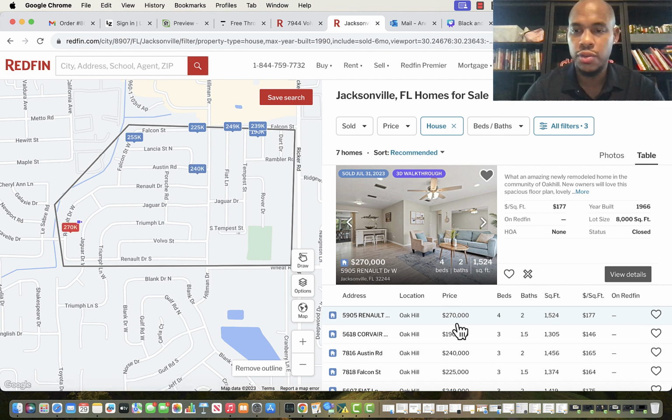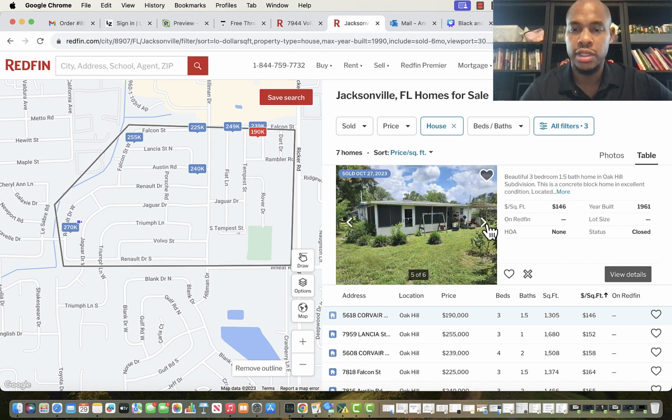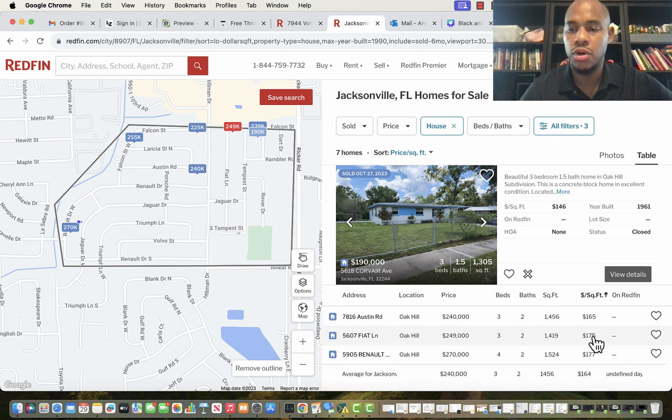Okay, so we go to the right-hand side. Table's already selected. We sort these by price per square foot. That's what we're measuring, right? The lowest ones you already see, and they have pictures here, which is great. You already see these sold as is. These sold for the lowest price per square feet. As we climb, these should be more renovated.